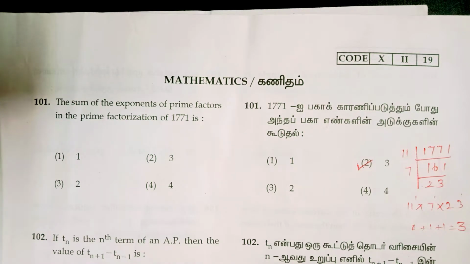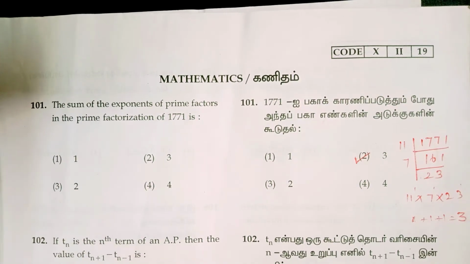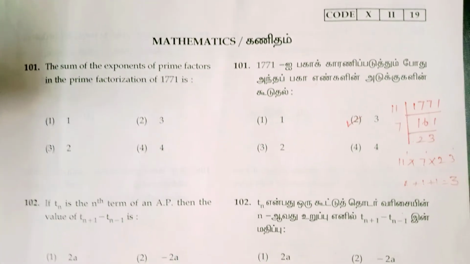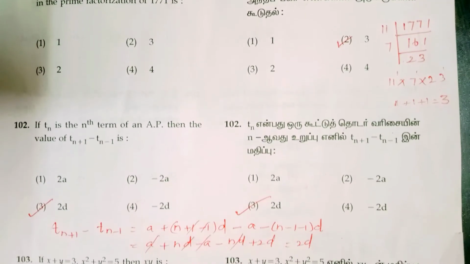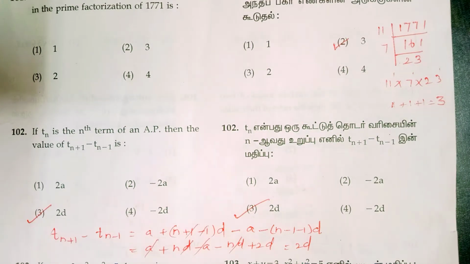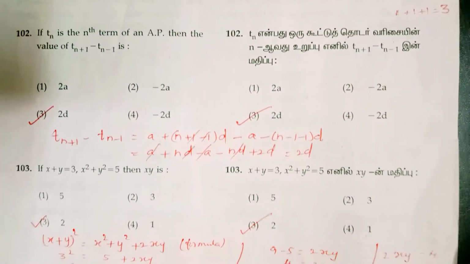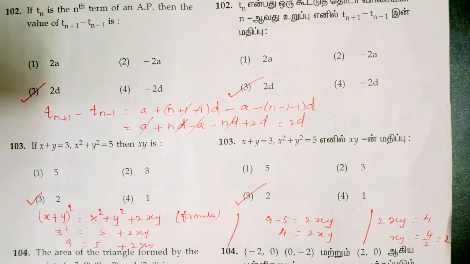The sum of the exponents of prime factors in the prime factorization of 1771 is 3. If Tn is the nth term of an AP, then the value of Tn+1 minus Tn-1 is, you substitute the formula for Tn+1 and Tn-1, and cancelling, it is 2d.